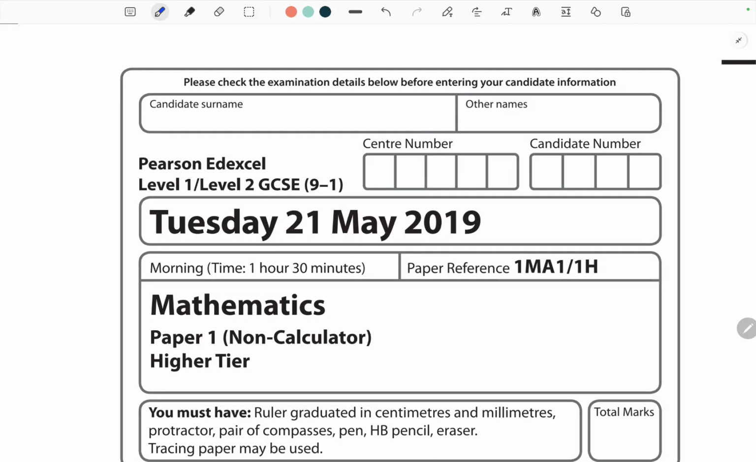Welcome to Last Minute Maths, and in this video we're going to be covering the Edexcel May 2019 Paper 1, which is a non-calculator paper and higher tier. And as usual, as we work through it, I'll include revision tips for every topic as we go along, so each question can act as a small revision for that particular topic. One difference, I'm going to actually do this one in real time rather than preparing it ahead of time. So let's see how that goes.